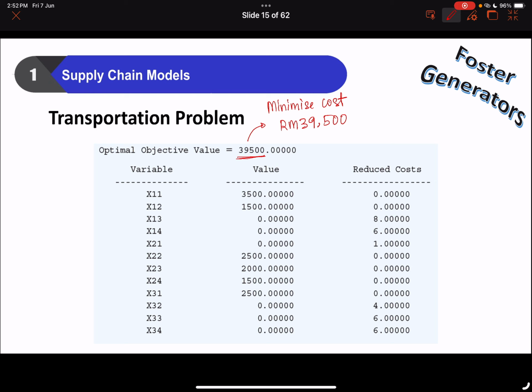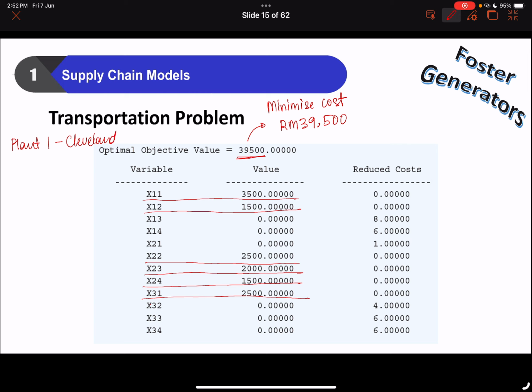And how is the distribution like? We can see here there are values in X11, X12, X22, X23, X24, and X31. So let me recall what we have. One is plant 1, which is Cleveland.